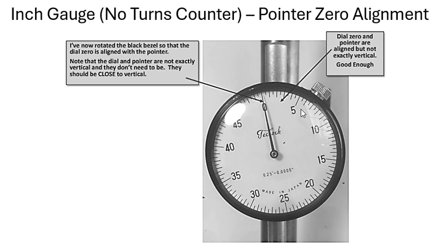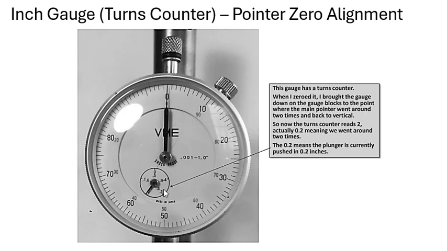And that is pretty good enough. This is a different dial, because you can see there's a little dial, which is your turns counter. And this is of course your inch. When you look at this, you can see a 1 inch, so therefore this is an inch gauge, and it has a turns counter. Of course, our purpose is to get the pointer in 0 alignment.